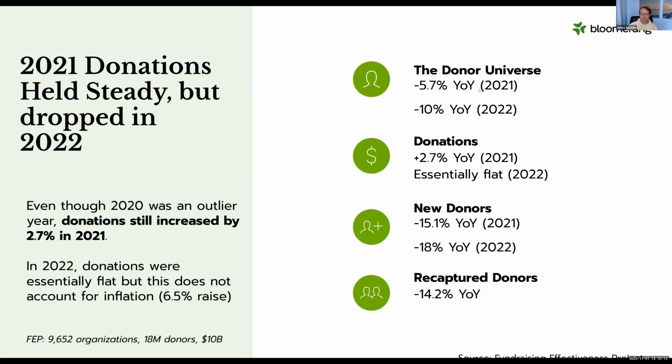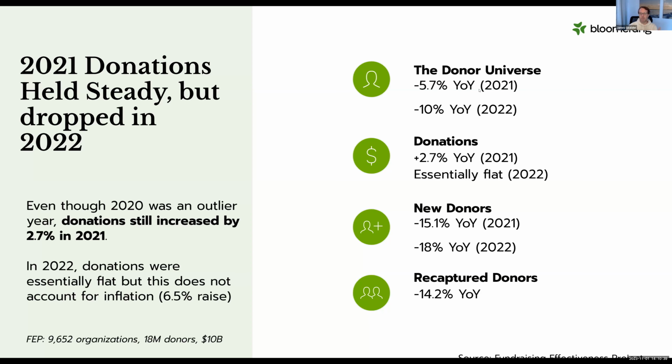If we look at the donations, they stayed relatively flat. So as we'll see in a couple of slides here, not accounting for inflation, the donations stayed pretty level, which is good. But what that tells me is that while the donor universe shrunk, the donations stayed the same. So that tells me that we went back to our major donors a lot. And that's what we've heard.